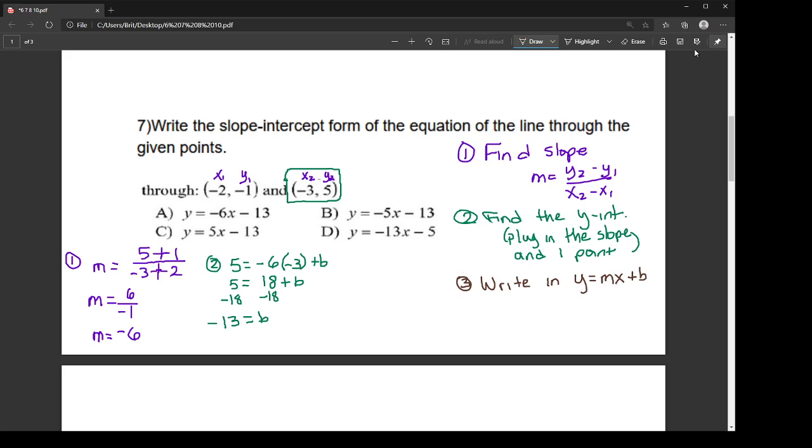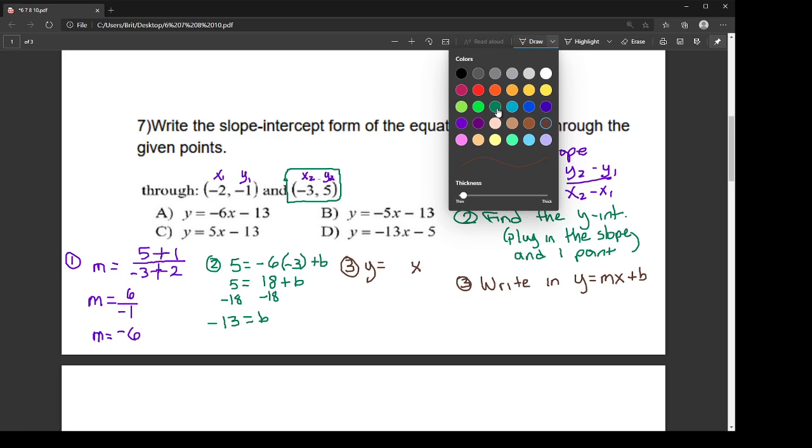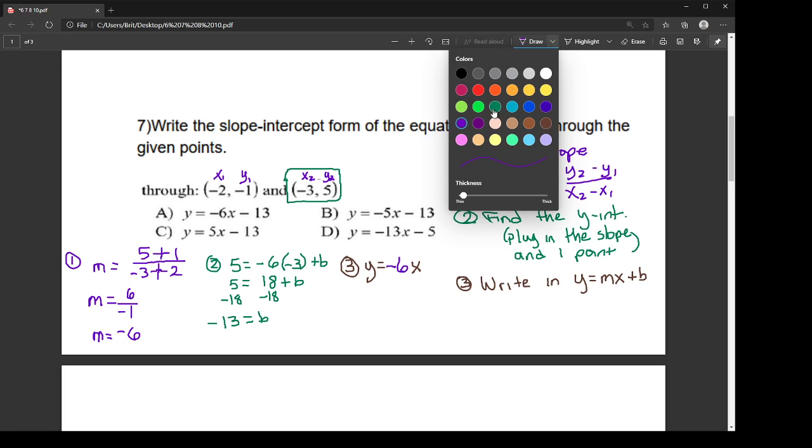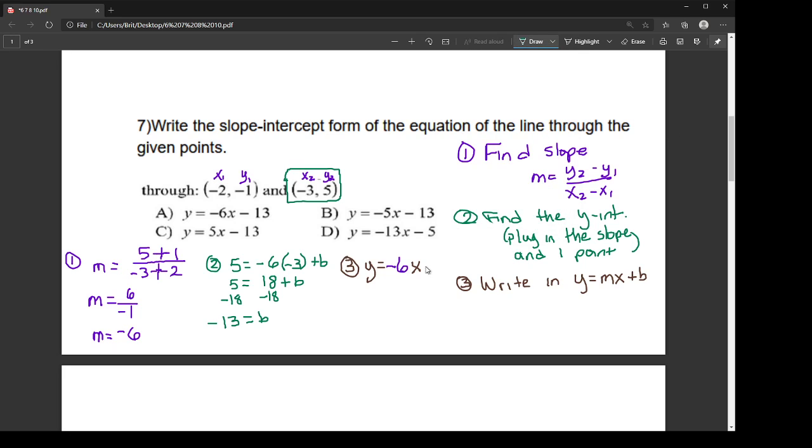Alright, and so our final step, step number 3, is to write in the form y equals m, I'm going to leave a space, times x plus b, so I'm going to leave a space here at the end. Now my m, that's what we found first, right, our slope. So here in front of the x, I'm going to put a negative 6. And then my b value is a minus 13. So put that here at the end. So based on that, it would look like A is my correct answer for this one.